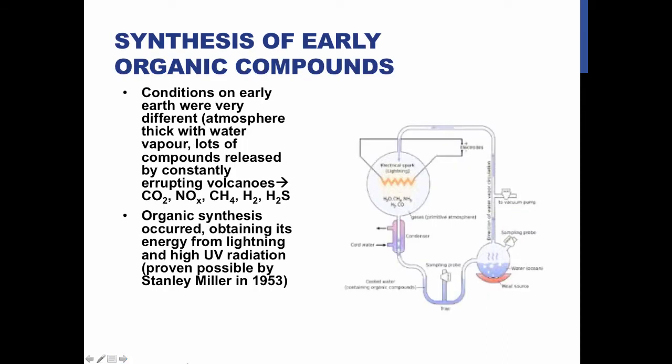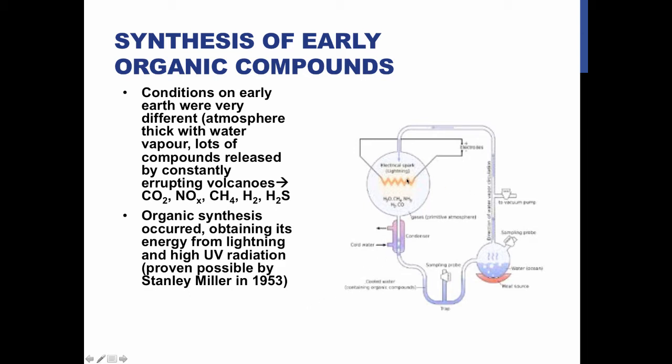So we can carry out experiments where we replicate the conditions of early life. Lots of water vapor and carbon dioxide, various nitrogen oxide compounds, methane, hydrogen, and hydrogen sulfide. And if we simulate that environment by adding lightning or an electrical spark and high UV radiation, we can prove that we can form amino acids and early nucleotides. And that was proven in 1953 by Stanley Miller.